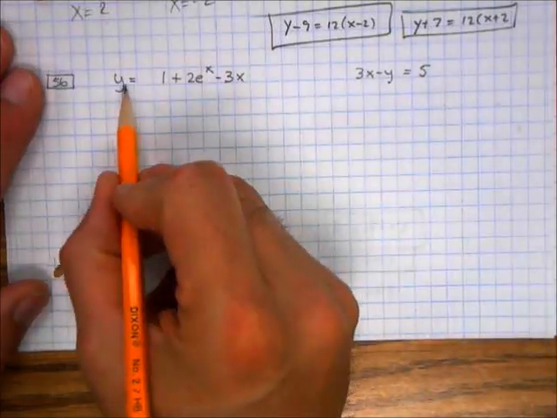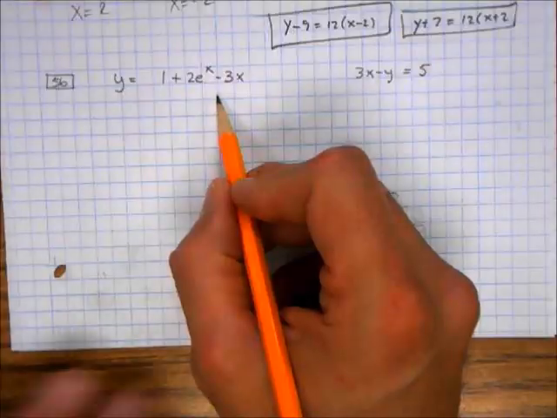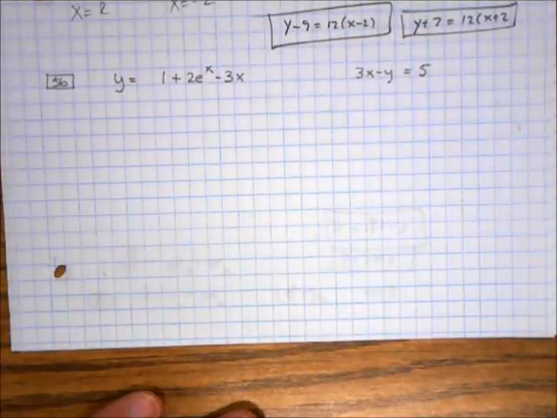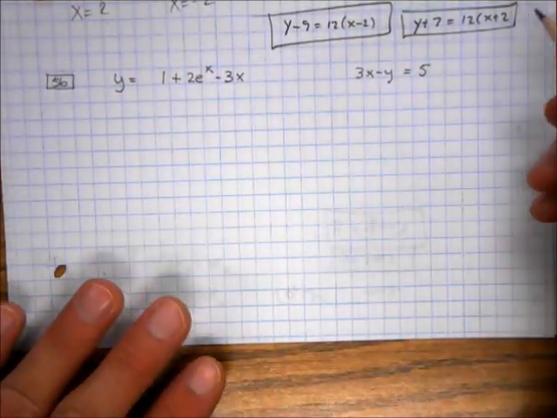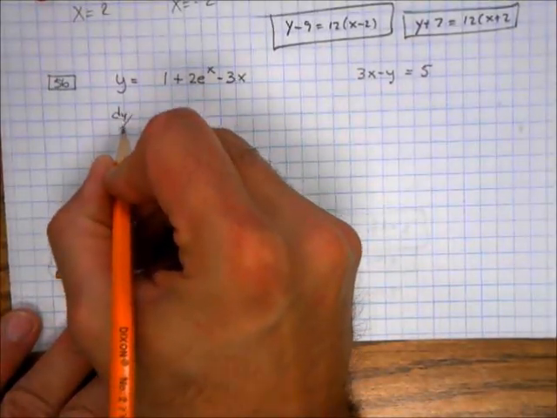All right, number 56, y equals 1 plus 2e^x minus 3x. We want to find the point where the point of tangency happens here. So let's do this. First of all, the derivative is dy/dx.